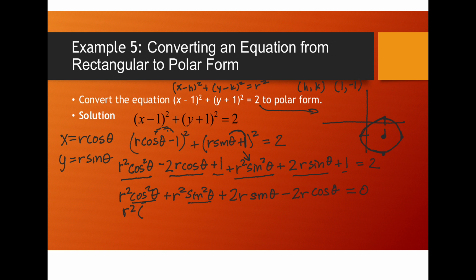Cosine theta. So it's cosine squared theta plus sine squared theta. And I did that because cosine squared plus sine squared is going to simplify that quite a bit. We can also factor out a 2 and an r here. So plus 2r times sine theta minus cosine theta equaling 0.